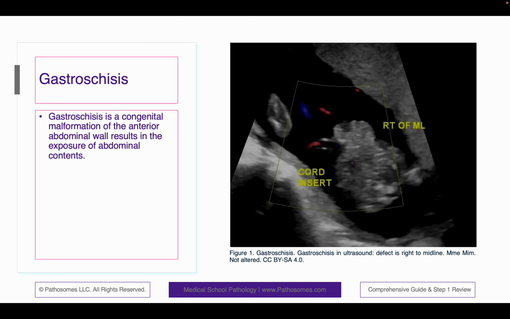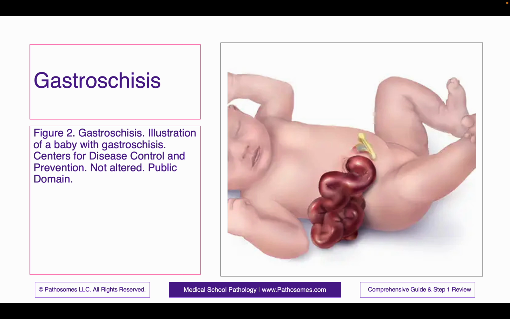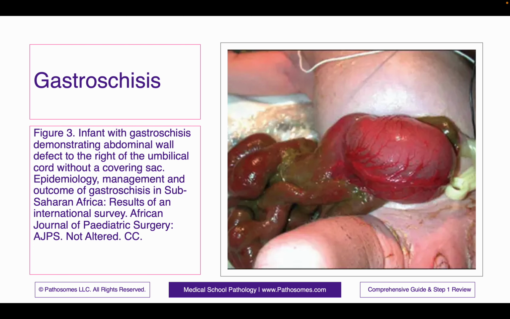Let's start with gastroschisis, okay? This is a congenital malformation of the anterior abdominal wall, which results in the exposure of abdominal contents, okay? Like in this cartoon. You should be able to diagnose this on the gestalt level, okay? Highly likely that you will see it in real life as well.